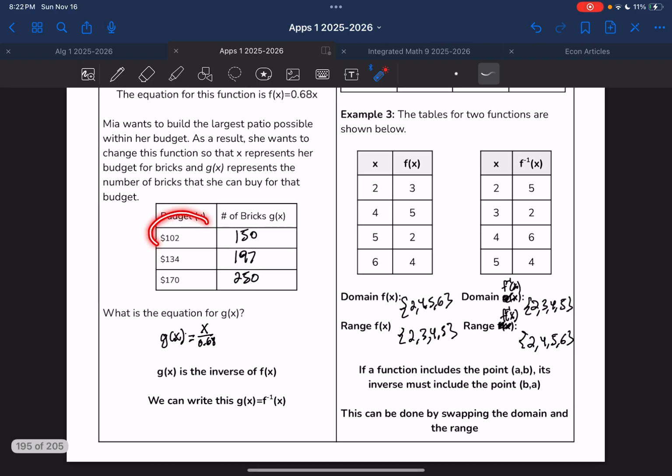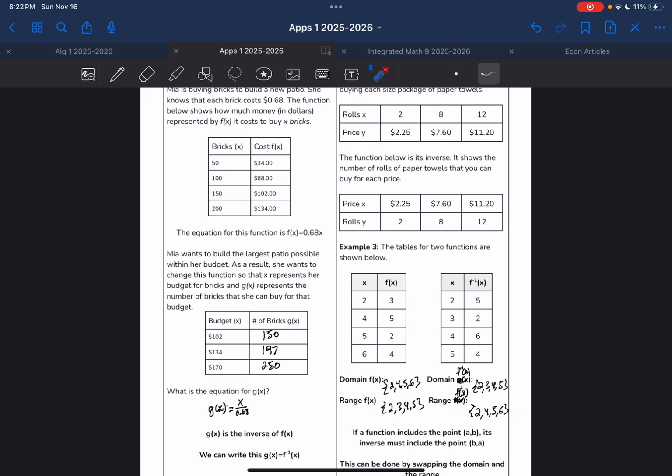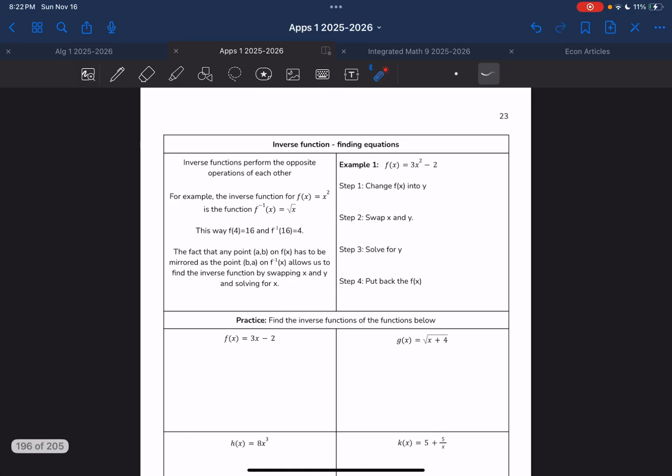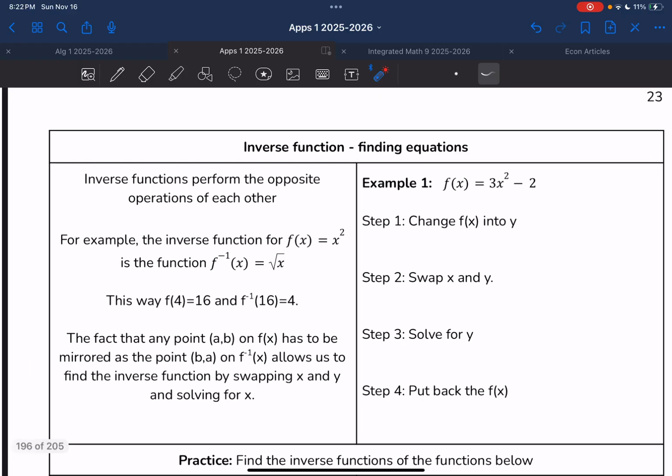Whereas if we start with the budget and we want to go backwards to the number of bricks, well, then we take the budget and divide by the cost of each brick. So notice how those are kind of opposite operations, right? Multiplication versus division. And that actually goes for any inverse function.